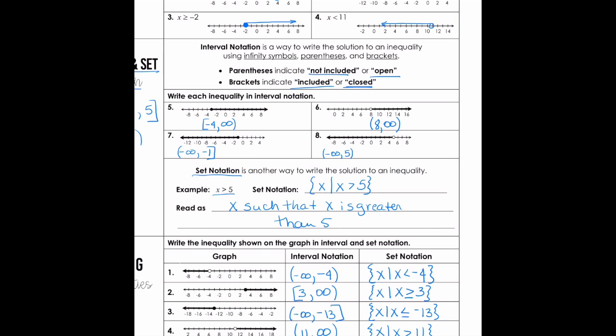And number 5, what's on the left is +3 with a closed circle. So we're going to have a bracket and a 3. All right, what's on the right? It continues to positive infinity, so we're going to have a parenthesis. Now let's put it in set notation. We have x such that x. All right, since it goes to the right, it's going to be greater than. And since it has a solid dot, we need greater than or equal to. And the number it starts at is 3.